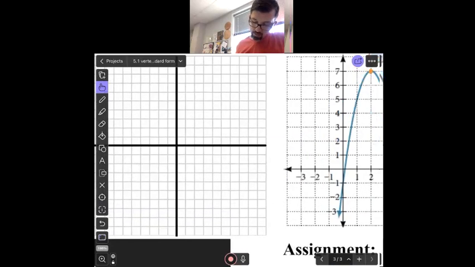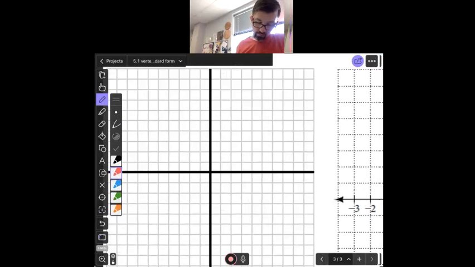If we think about the parent function, just good old x squared, it starts at 0, 0. Then if I plug in 1, I get 1. If I plug in 2, I get 4. If I plug in 3, I get 9. And same thing on the other side of the y-axis: plug in negative 1, negative 2, negative 3.